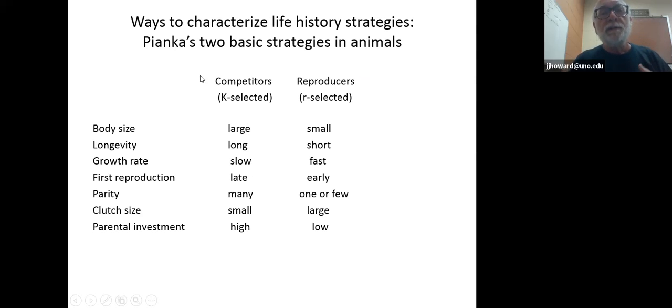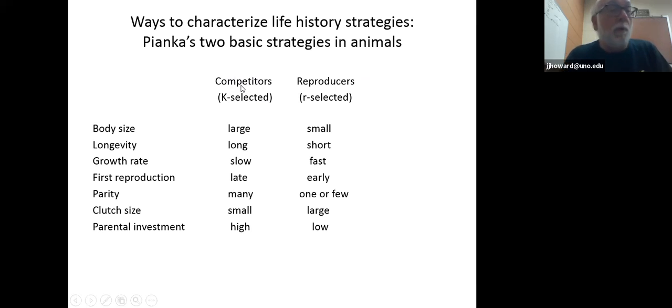organisms that are good competitors. And he called them K-selected because K is the carrying capacity of the environment. And if a population is at carrying capacity, then competition is very intense.